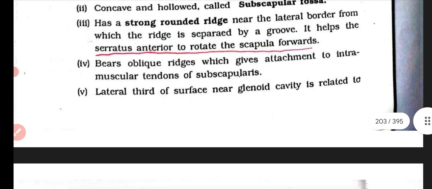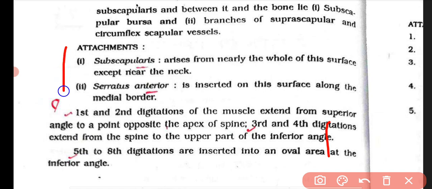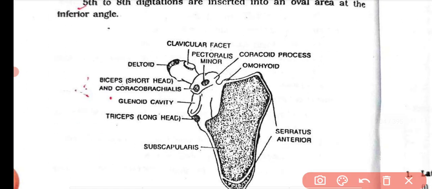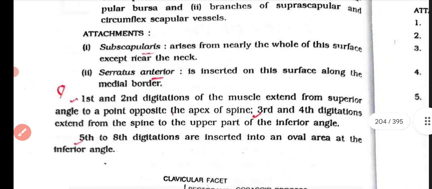Now we'll know about the muscle attachments of the costal surface. I already told you there are two muscle attachments of the costal surface: one is the subscapularis, and one is the serratus anterior. This whole muscle is the subscapularis, and there is the serratus anterior. Okay.